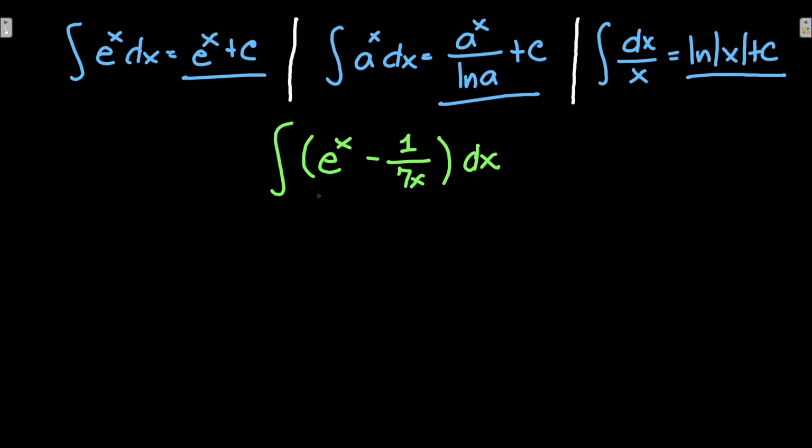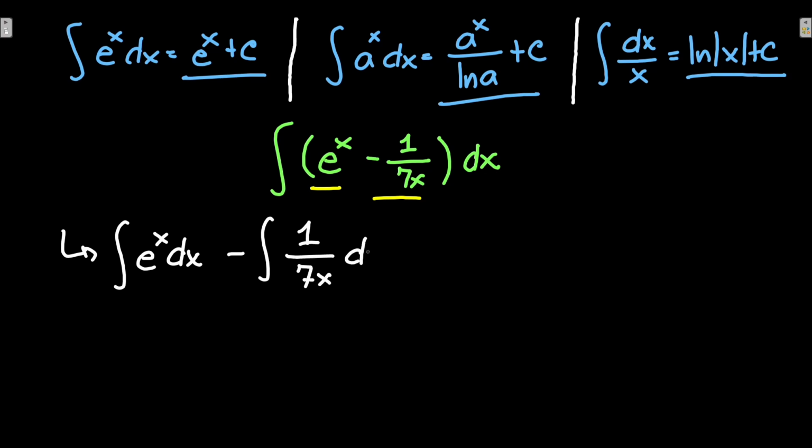So the integral of e to the power of x minus 1 over 7x dx. Whenever you encounter two or more terms in here, it is best to split this into its parts. So this would be the first part and this would be the second part. So this would be the integral of e to the power of x dx minus the integral of 1 over 7x dx. And so we can focus on this first one.